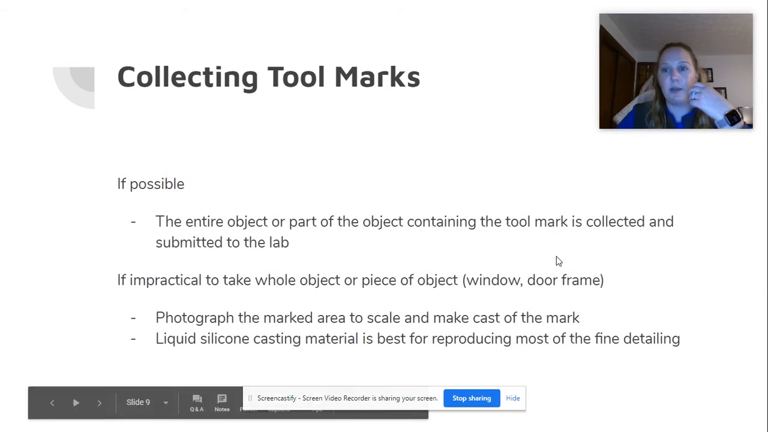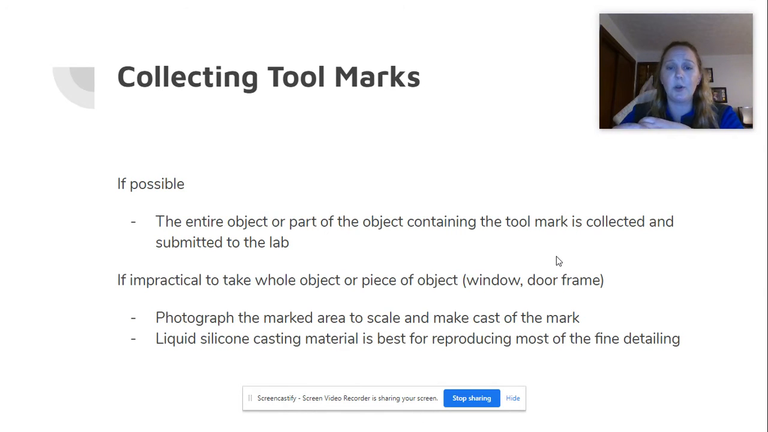But a lot of times it's impractical to take the whole object or even a piece of the object. If it's a window or an exterior door frame, you're not going to be able to take those. So we photograph the area that's marked to scale. And then you make a cast. So it's a casting. Usually it's a clay or a cement or liquid silicone that fits into the tiny nicks and grooves, dries pretty quickly. And then you can lift that cast and have it for examination in the lab.